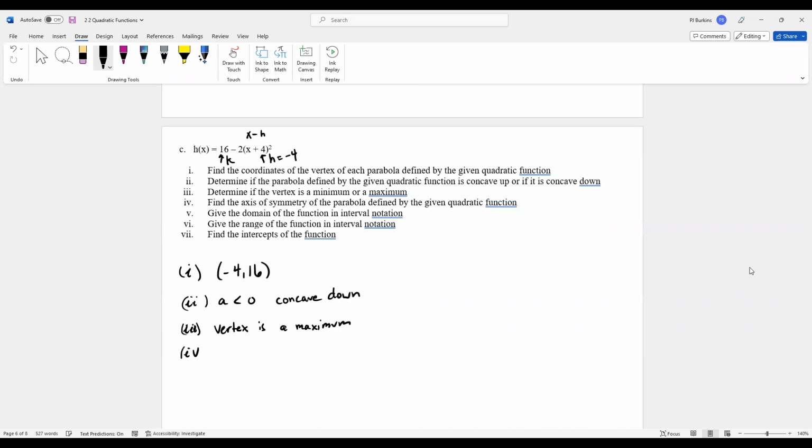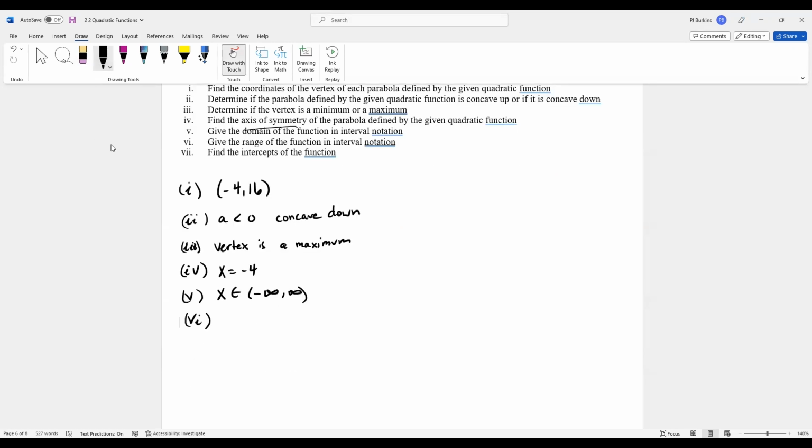All right. Find the axis of symmetry. Well, the axis of symmetry is x equals h, and in this case, that's negative 4. All right, domain, same as always. X is an element of minus infinity to infinity. Range. So if the highest we can go is negative 4, we start at minus infinity, and we go to negative 4 and include that.